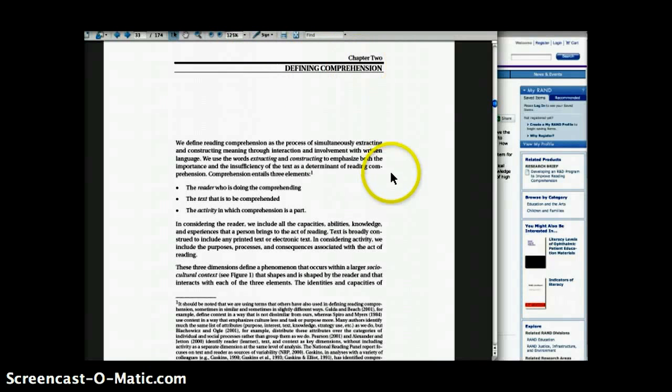Defining comprehension. We define reading comprehension as the process of simultaneously extracting and constructing meaning. We see this word constructing, that is based on the constructivism theory, so that we are building knowledge by connecting it with the knowledge we already have.